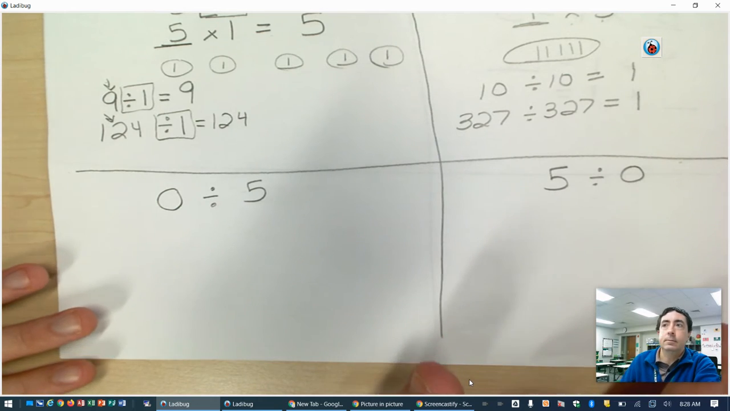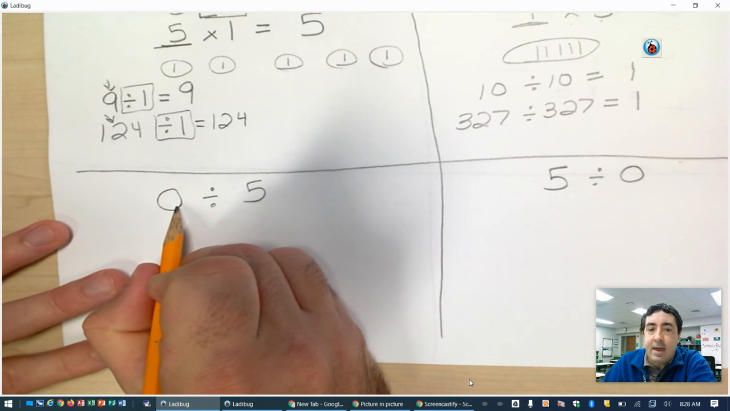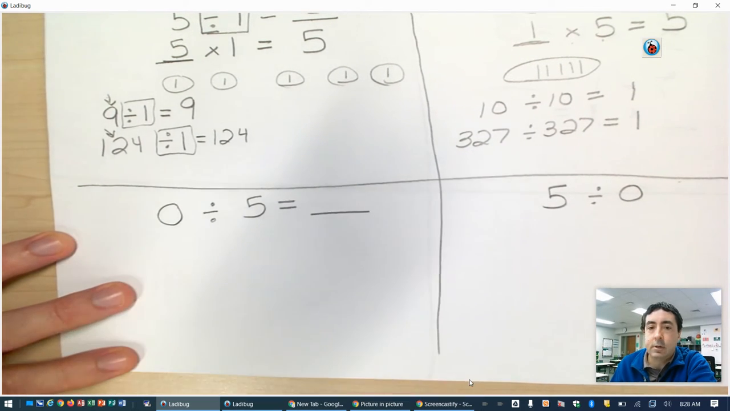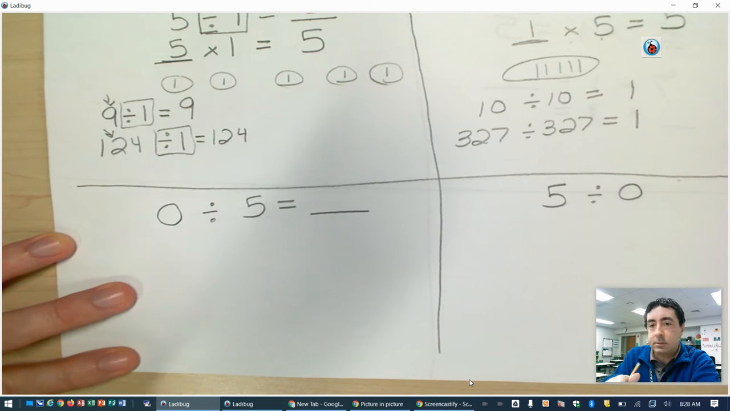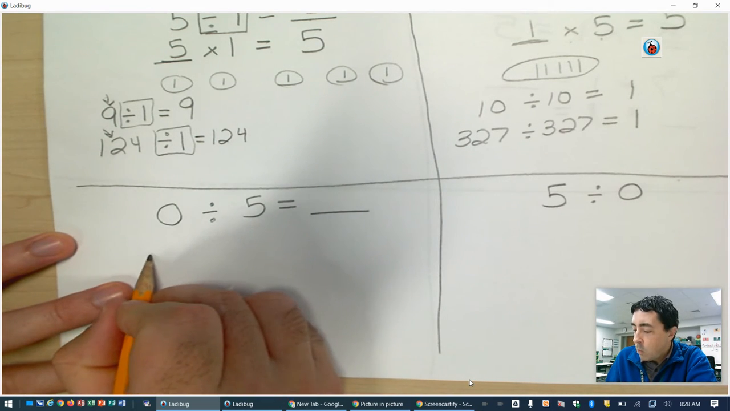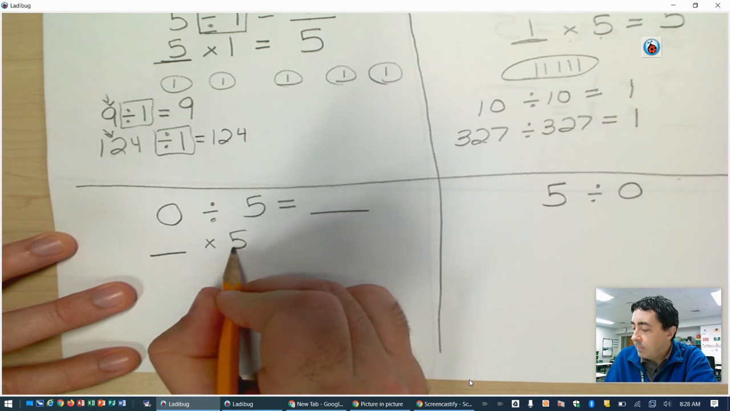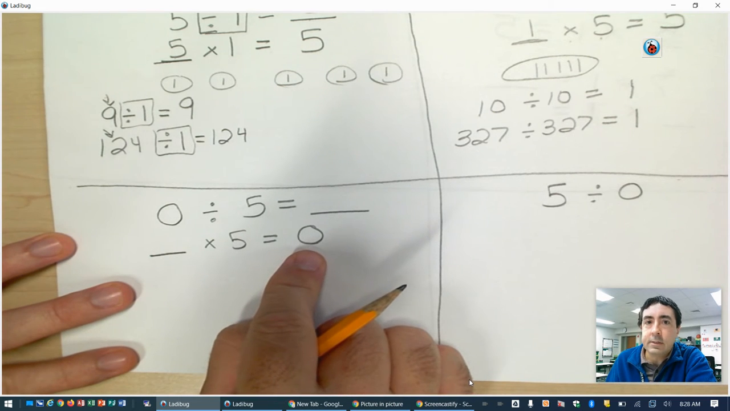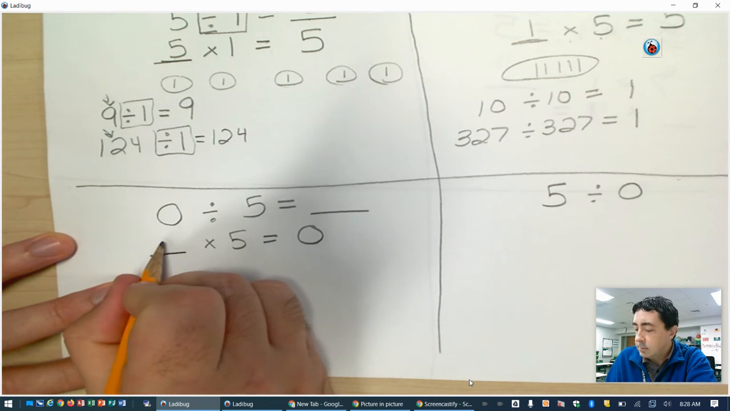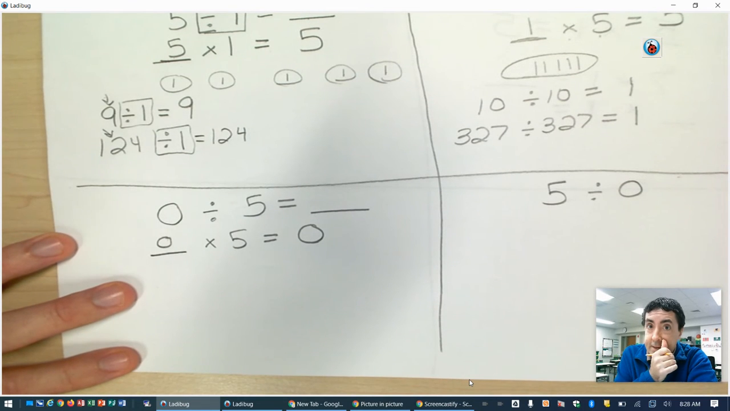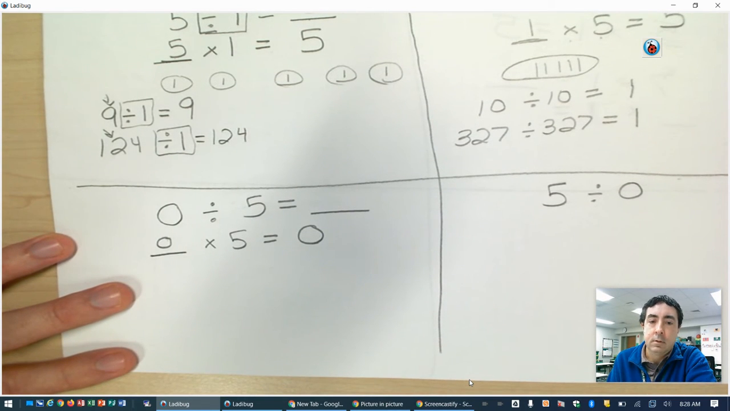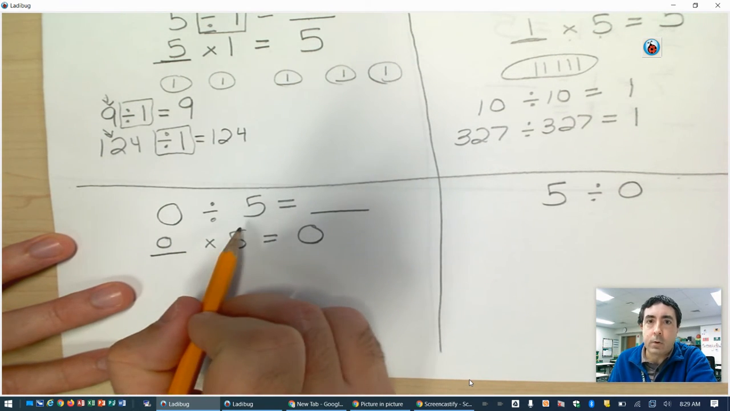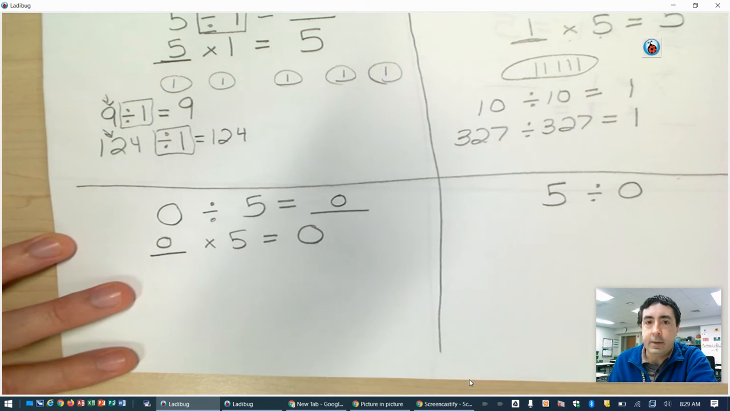What about these zeros down here? Well, if I have nothing and I try to divide it into 5 groups, how many things are going to be in each group? Well, let's do the fact family thing. Let's flip it around. What number times 5 equals 0? Well, the only way to get 0 in a multiplication problem is to have a 0 as one of the factors in the multiplication problem. So basically, if I'm taking 0 divided by any number in the world, the answer will always be 0.